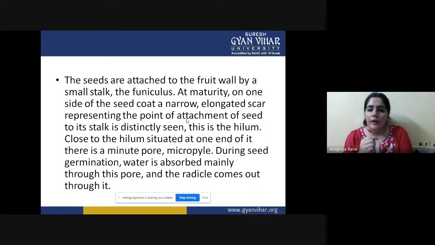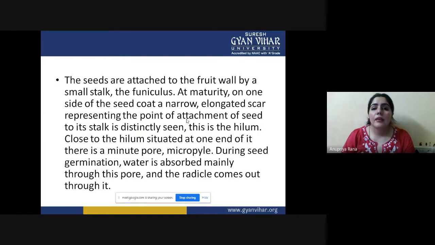Funiculus. We already studied the funiculus in the ovule structure. At maturity, on one side of the seed coat, a narrow elongated scar representing the point of attachment of the seed to its stalk is distinctly seen. That is the hilum. First, a very important thing is the funiculus. Basically, the funiculus helps the seed attach to the fruit wall.